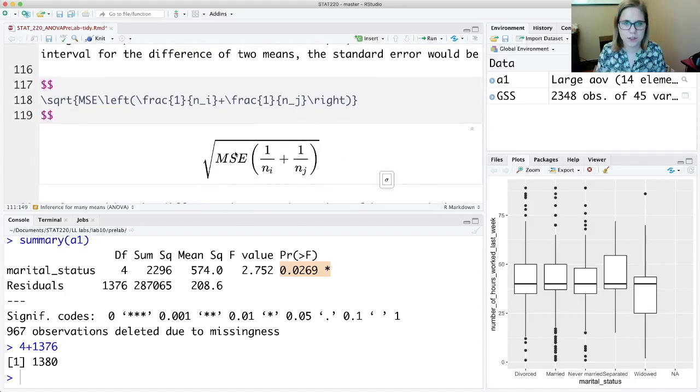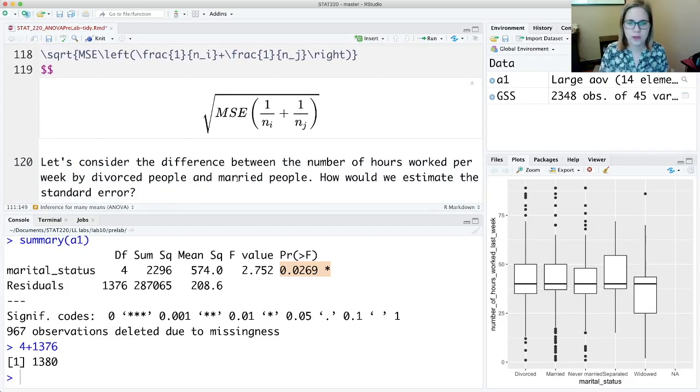If we're doing a confidence interval or a hypothesis test for the difference of two means, this is my standard error equation. It's the square root of the mean squared error times 1 over n sub i plus 1 over n sub j. So we're going to think now about the difference between the number of hours worked per week by divorced people and married people. Those look pretty similar to me looking at the boxes, but we're going to use statistics to tell us that. So we might want to estimate our standard error. And so we're going to use our mean squared error, which is from the mean squared column of the R output, and it's the residuals row. So the mean squared error is 208.6.